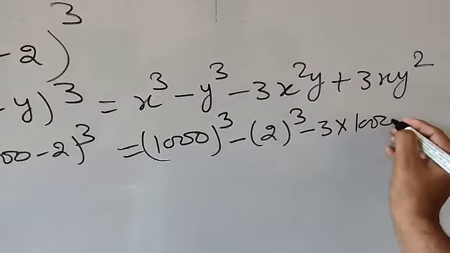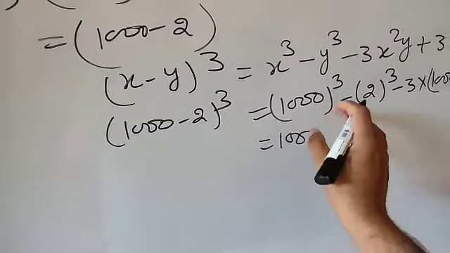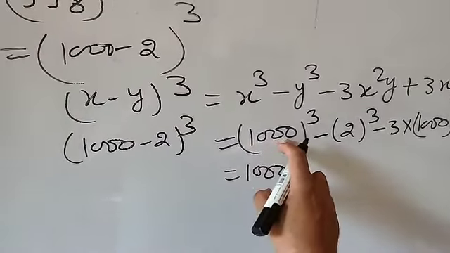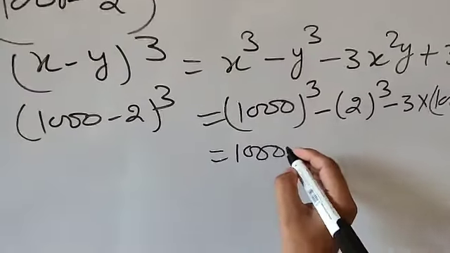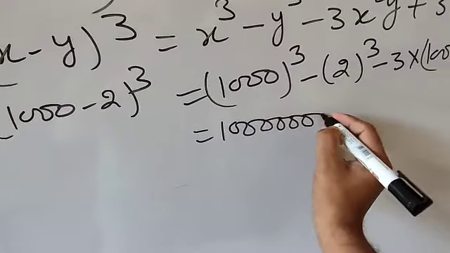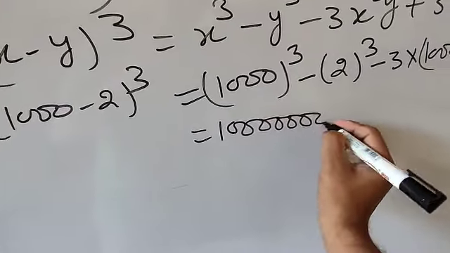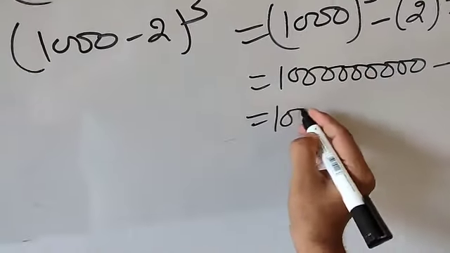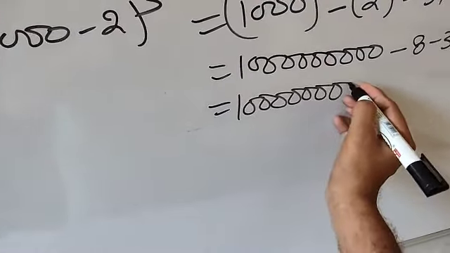So it can be written as 1000 cube. So here in the cube of 1000, how many 0 will be there? Here it is 3 0. So in the cube of the 1000 you will get the 9 0. So there will be the 9 0. Minus 2 cube 8, minus 8. Minus 3 into 1000 square will be, there will be 6 0, so it will be this into 2, plus 3 into 1000 into 2 square is 4. Now again you will write, there will be the 9 0.